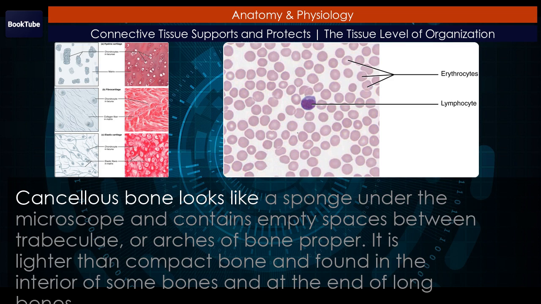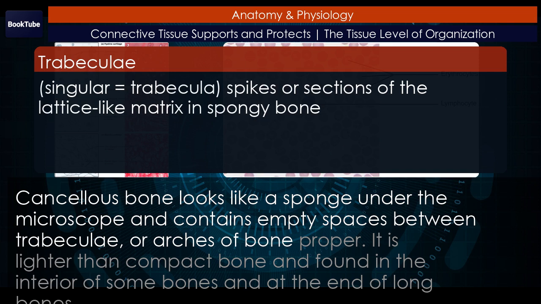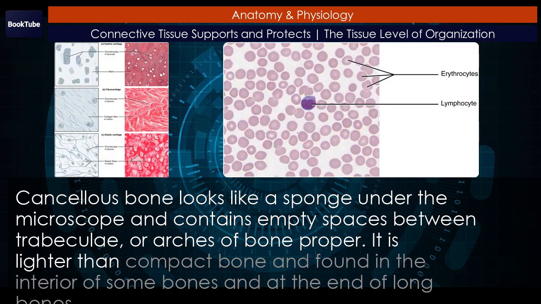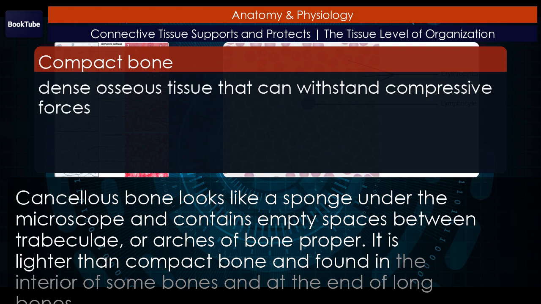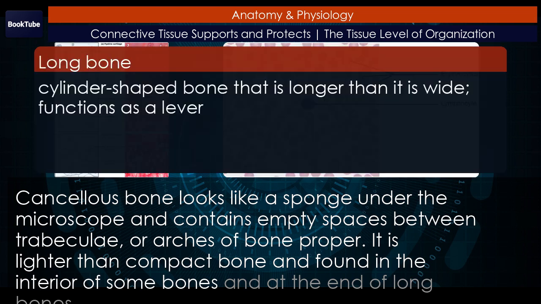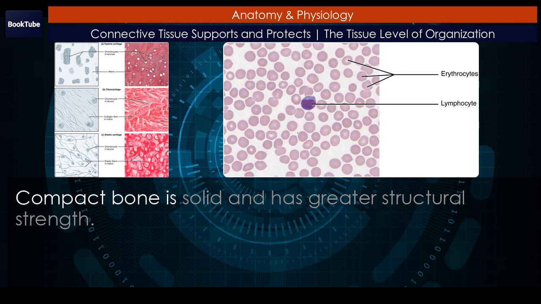Cancellous bone looks like a sponge under the microscope and contains empty spaces between trabeculae, or arches of bone proper. It is lighter than compact bone and found in the interior of some bones and at the end of long bones. Compact bone is solid and has greater structural strength.